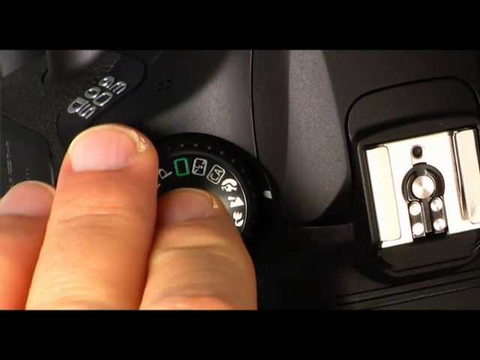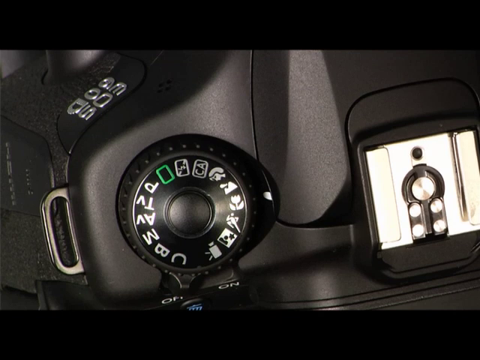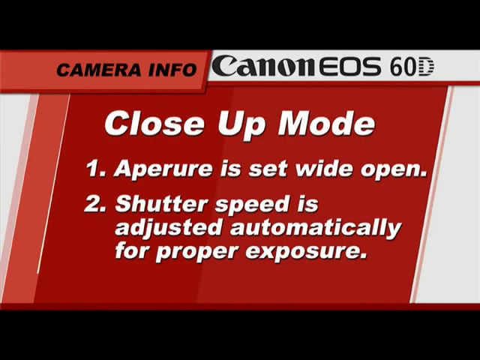The next shooting mode is the Close-Up mode. This shooting mode is used to capture flowers and other small objects that are physically close to the camera's lens. Use this at the lens's minimum focusing distance.